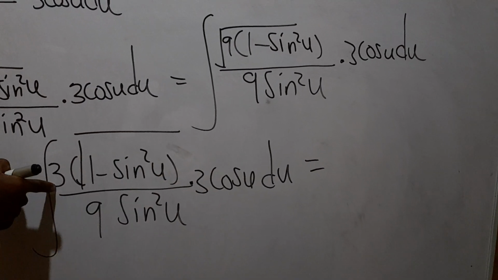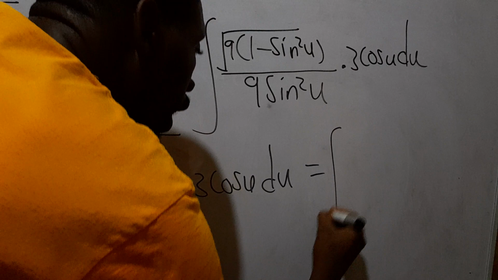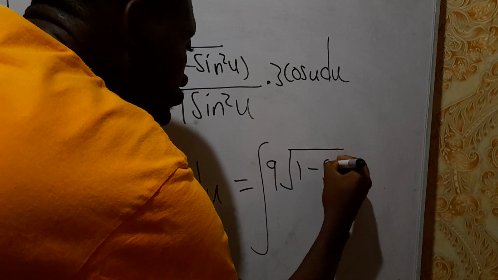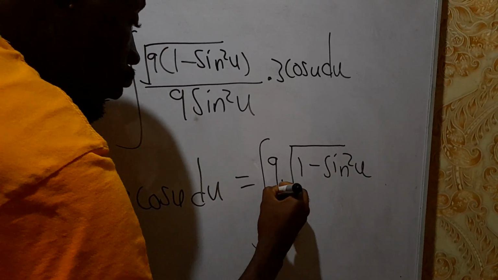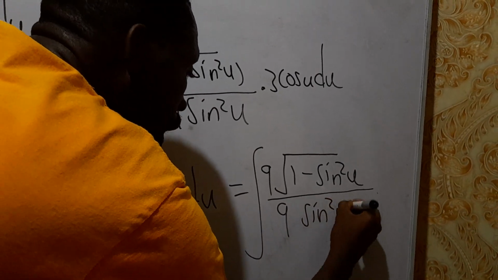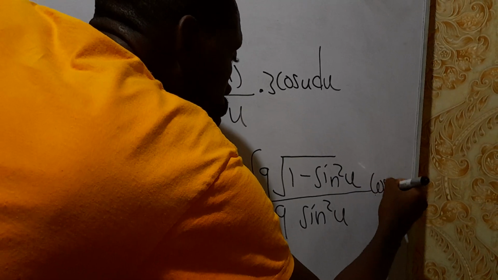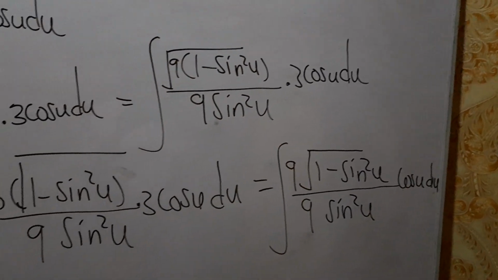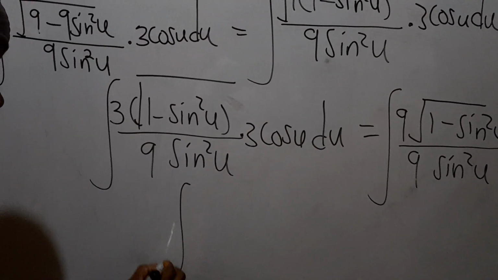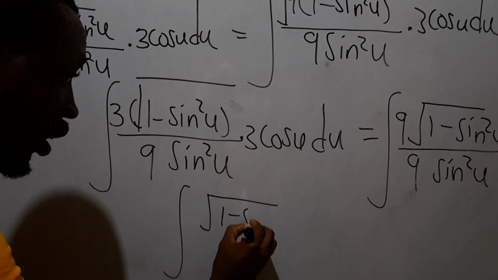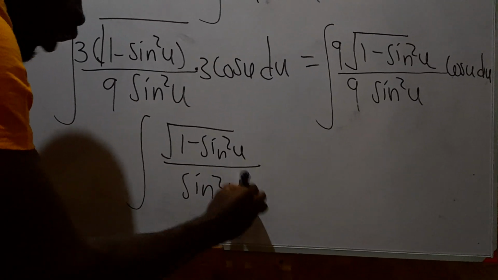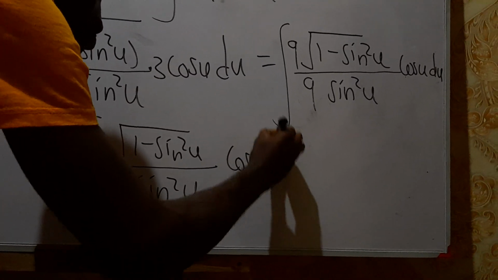This 3 can multiply that 3, we'll get 9. So we'll have the integral 9, the square root of 1 minus sine squared u over 9 sine squared u, then cos u du. So this 9 will divide that 9. What's left? We will be left with the square root of 1 minus sine squared u over sine squared u, cos u du.